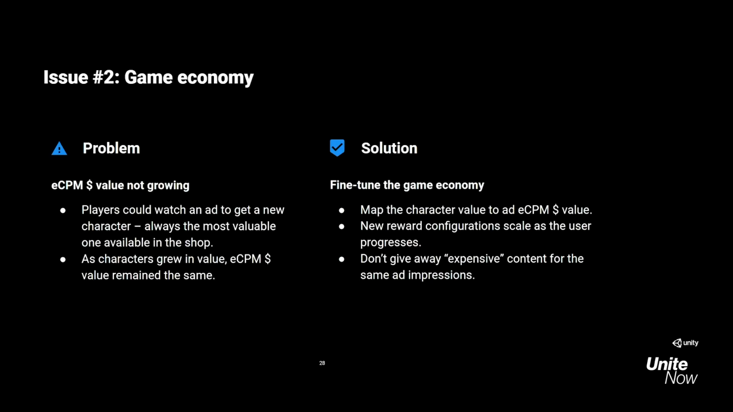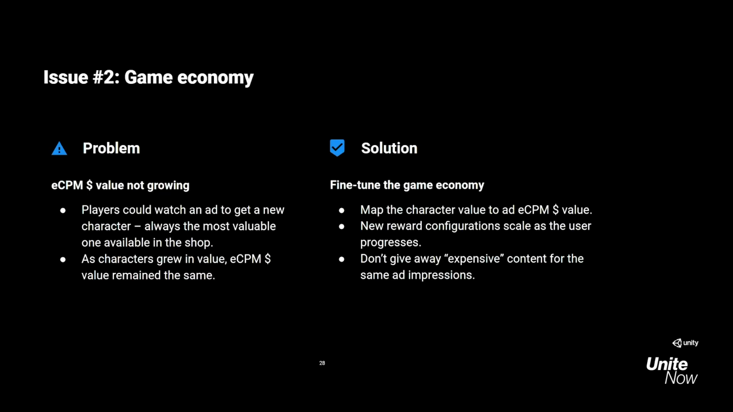So the game had another rewarded video ad where if you watched an ad, you got a new character. And of all the characters available in the shop, the ad always rewarded the most valuable character that had been unlocked. This meant that users felt great about watching ads because they always got the most expensive character in the shop. So initially this was fine, but as the player progressed and the characters became more valuable, the eCPM that they got from each ad remained the same.